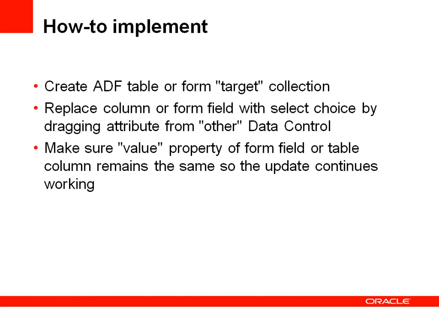Well, first of all, it's business as usual. So we create the target table using the data control which we use to update the database. And then we replace the column or the attribute field with a select one choice, which then we populate with the data from a different data control. What we need to make sure is that the value property of the select one choice points to the target data control and not to the data control that we populate the list with. So let's have a look.